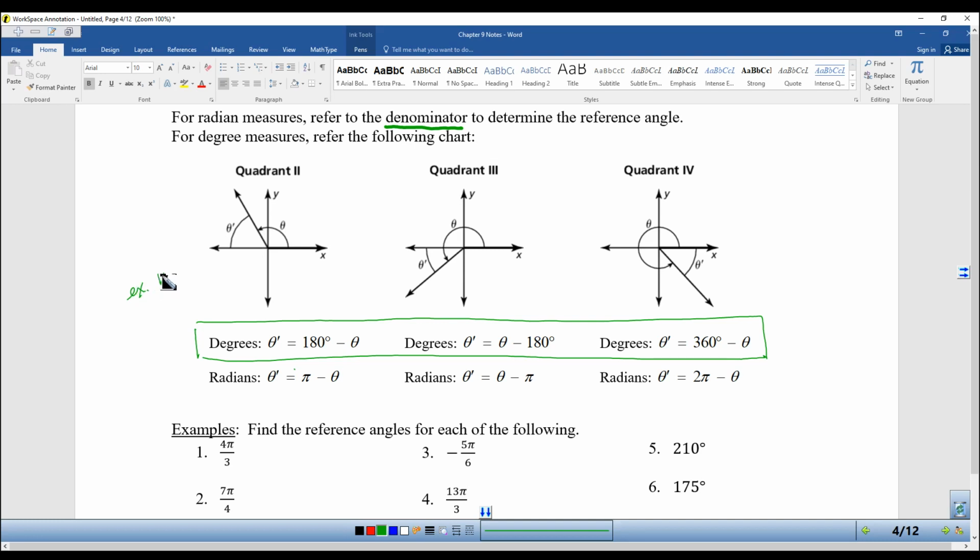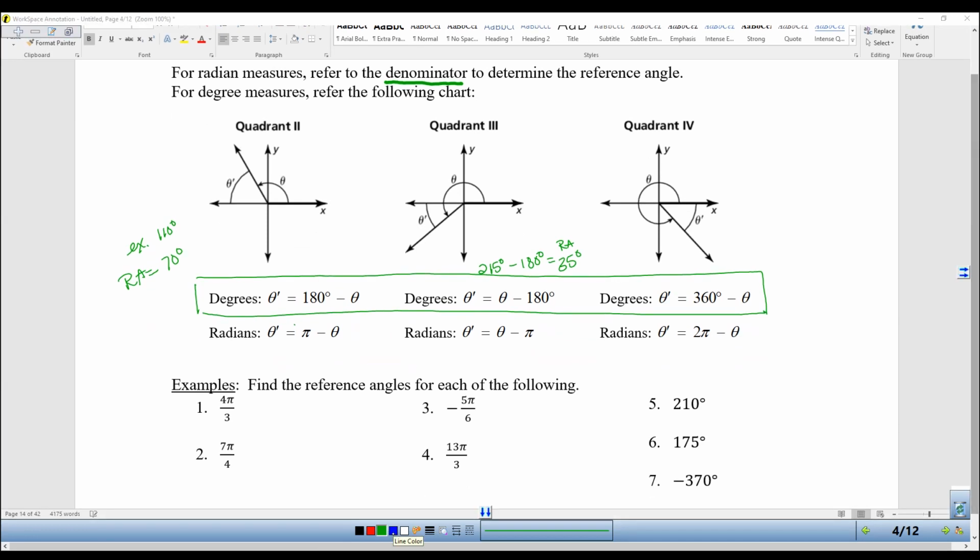So for example, if you had 110 degrees, then in order to get the reference angle, you would do 180 minus 110, which would be 70 degrees. If you had something in quadrant 3, so maybe 215 degrees, then you would actually subtract 180, and that would give you 35 degrees as your reference angle. So there's no question, and then for quadrant 4, 360 minus theta, there's no question that it's easier to do in radians. So let's practice a few of those.